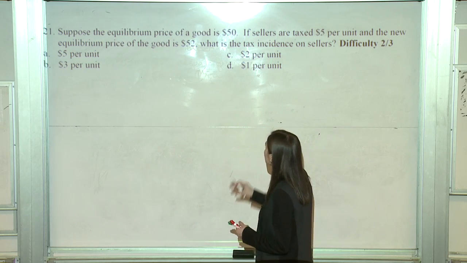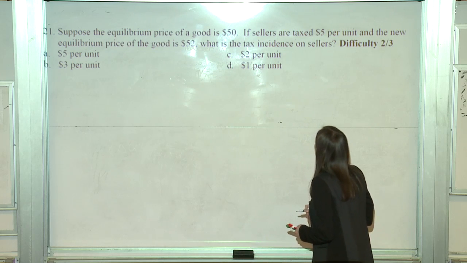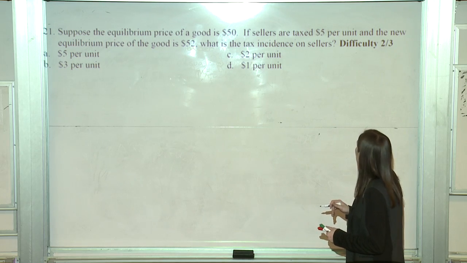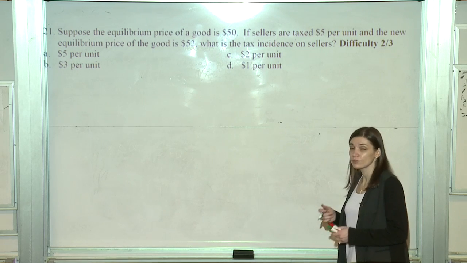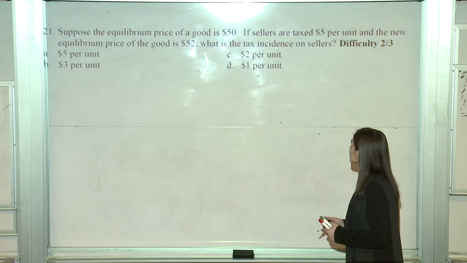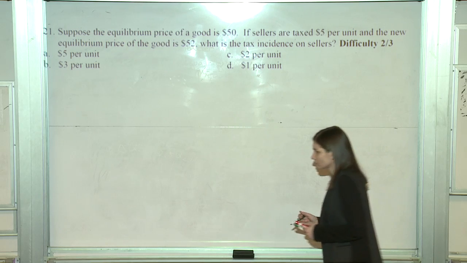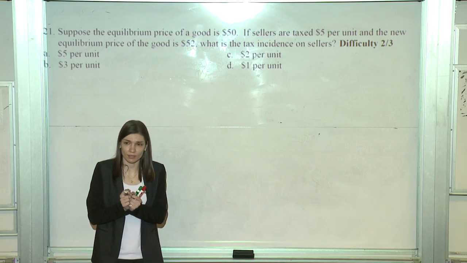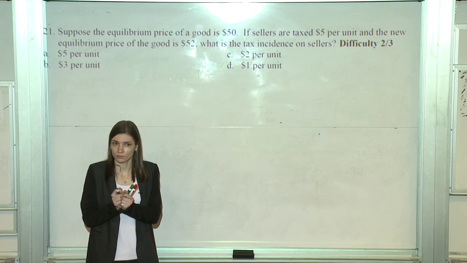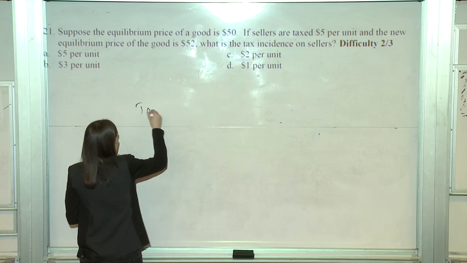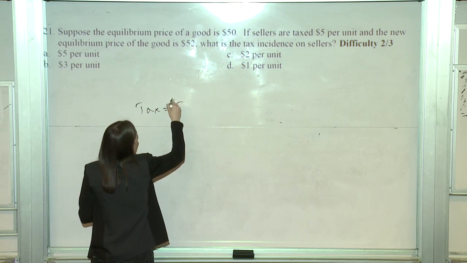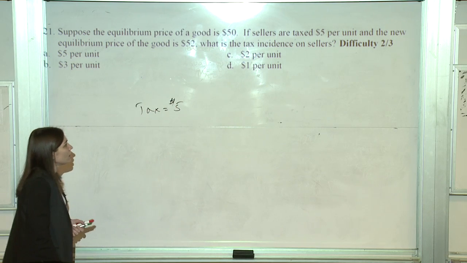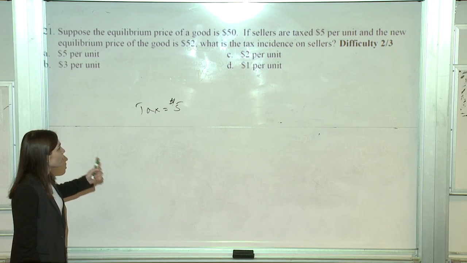Suppose the equilibrium price of a good is 50. If sellers are taxed $5 per unit and the new equilibrium price of the good is 52, what is the tax incidence on sellers? So what happened here? There's a tax. What is the amount of the tax? The total tax is $5. Who pays it? Does it matter? No. All right, so the total tax is $5.